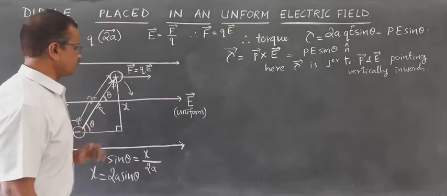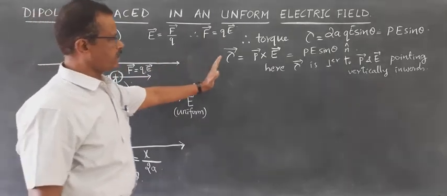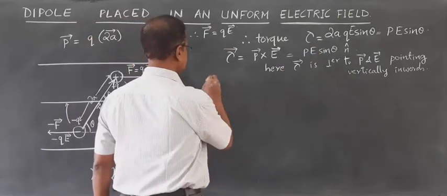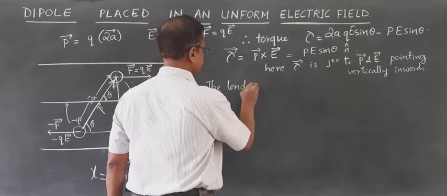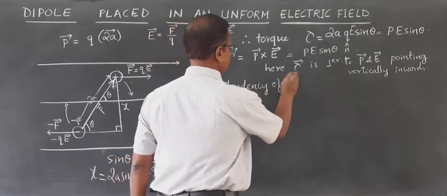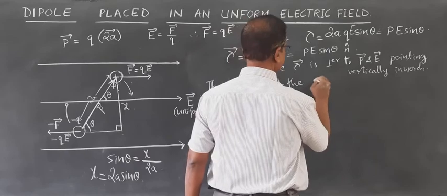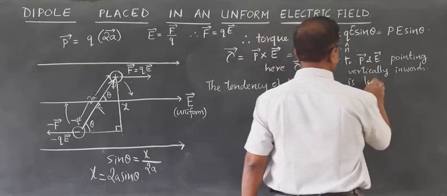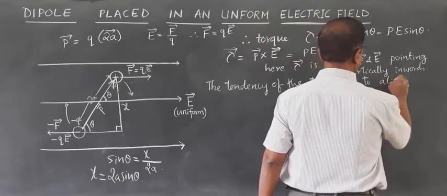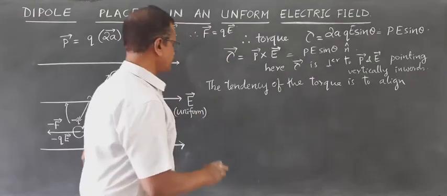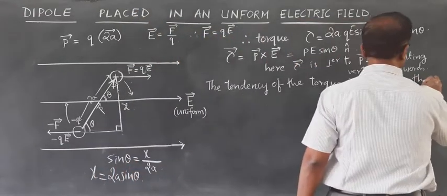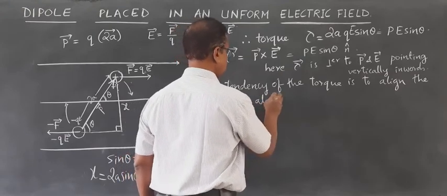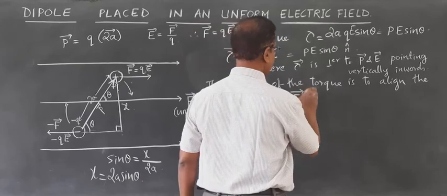Points vertically inwards. Okay. The tendency of this torque is to align the dipole along the direction of electric field. So I can write here: the tendency of the moment of couple or torque is to align the dipole along the direction of electric field E.